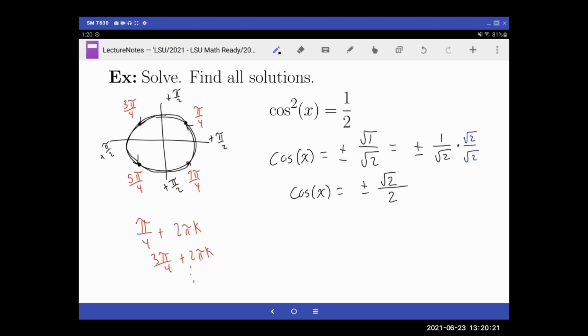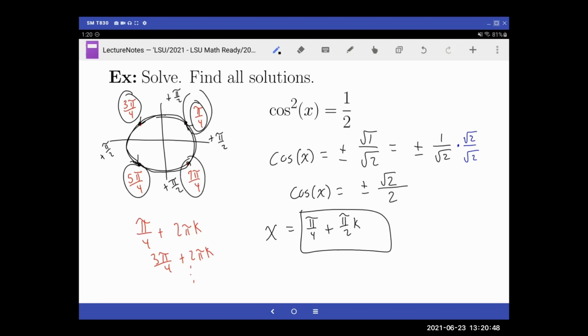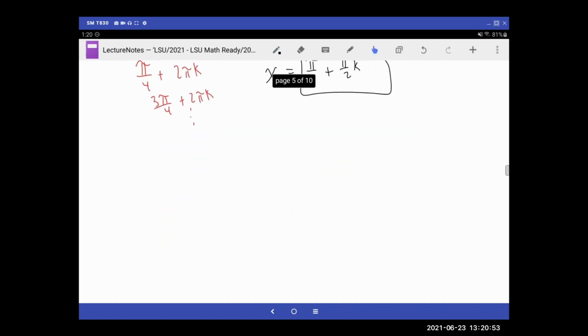So instead of saying that it needs to be 4 individual ones with plus 2 pi k, I can actually capture all of them by saying that x is equal to pi over 4 plus pi over 2 k. That'll cover all of them. If I add pi over 2 to this one, I get this one. Add pi over 2 to that one, I get this one, and so on. I keep going around and around and around.